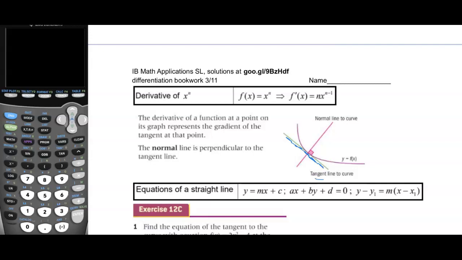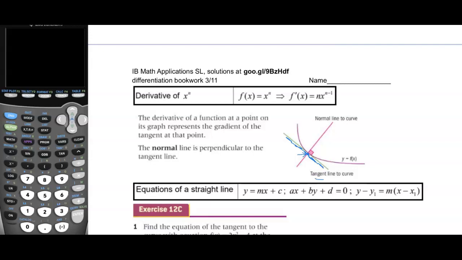Theoretically, it only touches at one point, and this straight line is called a tangent line, and it has the exact same slope as the curve at that point that it's touching, okay? So a lot of times for the derivative, we call it the slope of the tangent line or the gradient of the tangent line, and we can also find the equation of the tangent line if we want to.